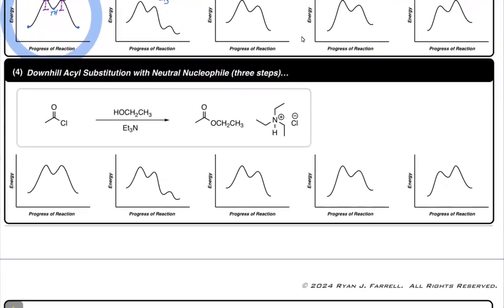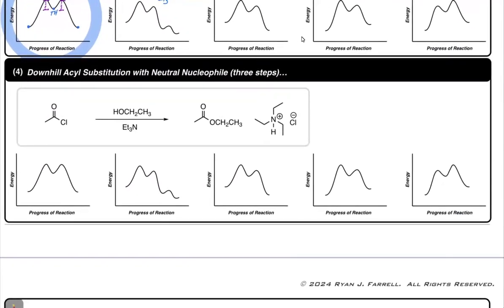And finally, we could imagine a downhill acyl substitution reaction with a neutral nucleophile. Okay. One quick note here is that Et3N is going to be a non-nucleophilic base. It's very similar to pyridine. Et3N is just triethylamine, which functions very similarly to pyridine.